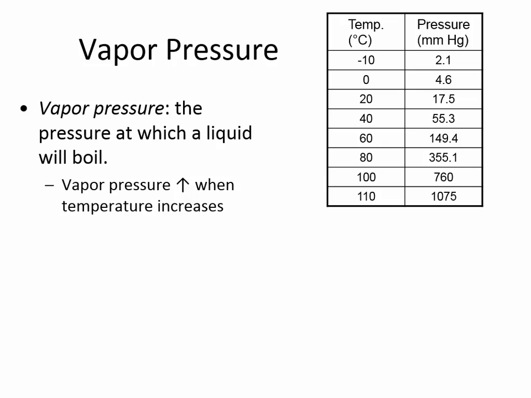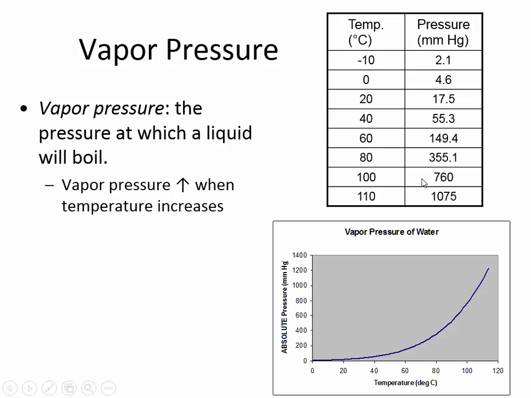And it's not that it just happens to correspond. That's by design that the scale in Celsius was set so that 0 is when water freezes and 100 is when water boils. And so vapor pressure of water at 100 is 760 millimeters of mercury. So here's just a graphical way of looking at it. And this illustrates that it's a nonlinear relationship.